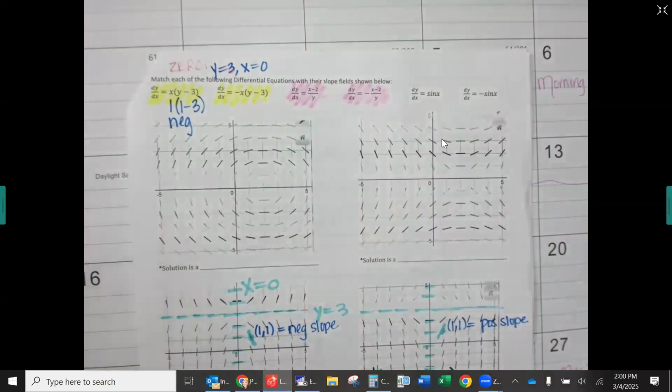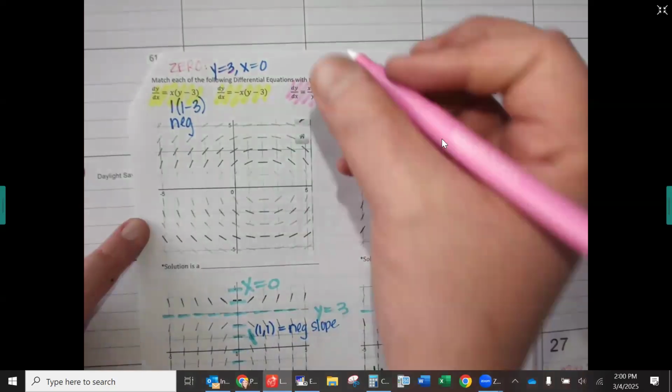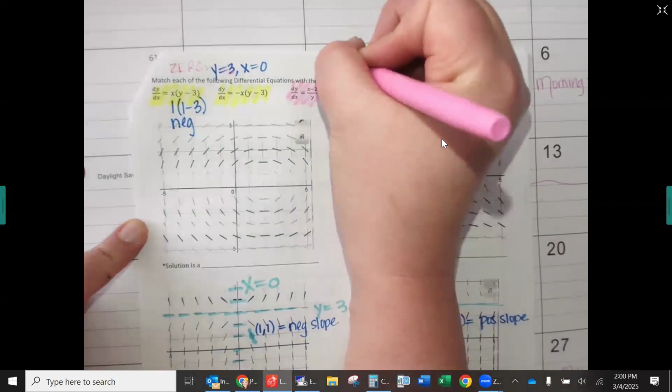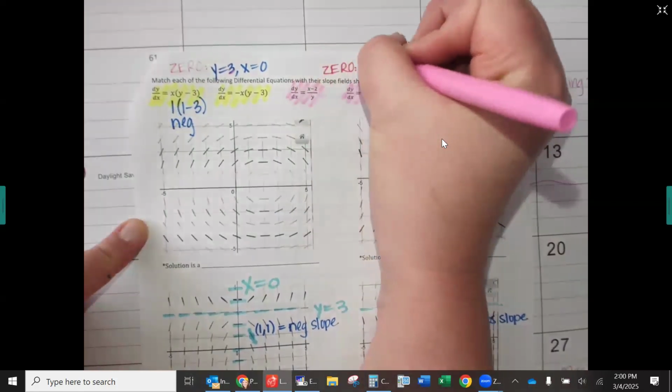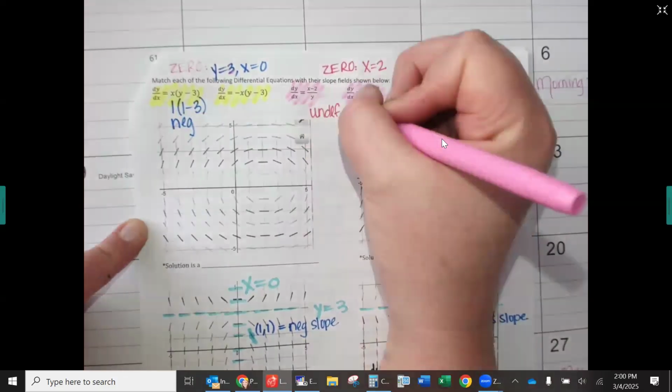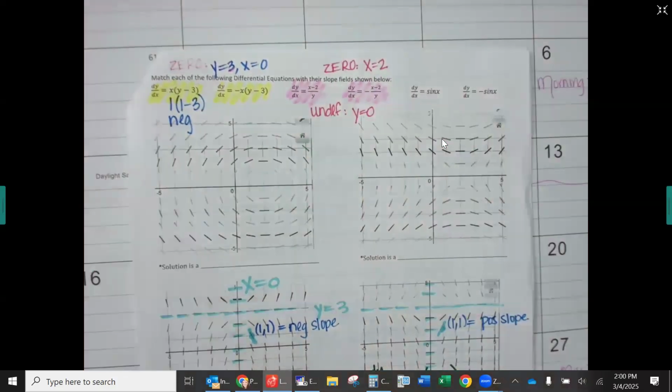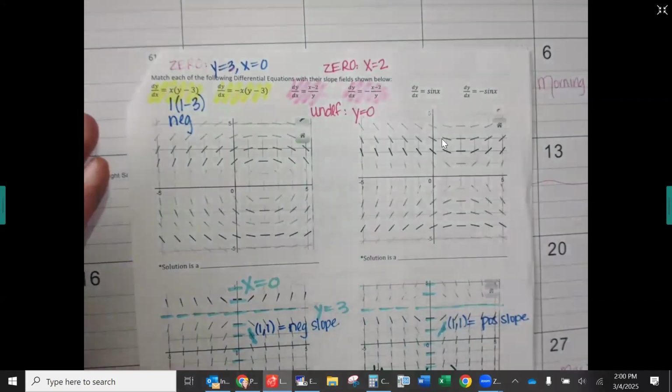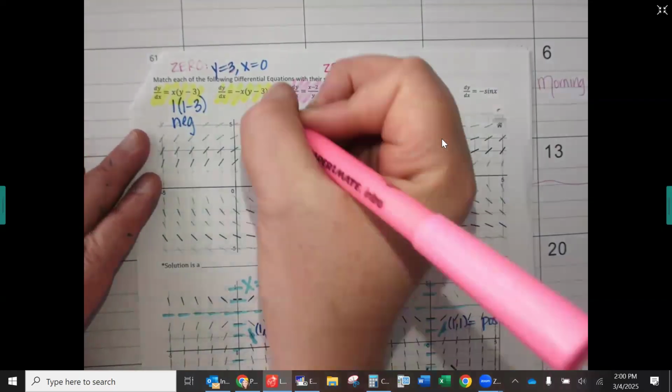Okay, so it's going to be where your x is a 2. And then it'll be undefined when what? y equals 0. So look at your top row or your bottom row. Which one matches that? I need flats through x equals 2, and I need blanks at y equals 0. It should be the top row.